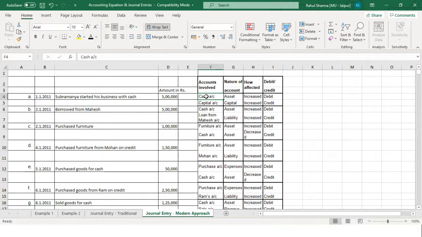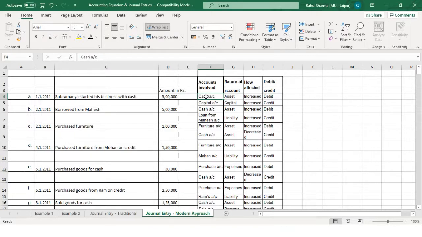We purchased furniture. Purchase furniture for cash. So furniture and cash, they both are assets, right? With every class, with every more learning we are having, we should get very clear with this. Furniture and cash, they both are assets. I'm buying furniture, so furniture is increasing. What is decreasing? Cash is decreasing because I'm buying furniture for cash.